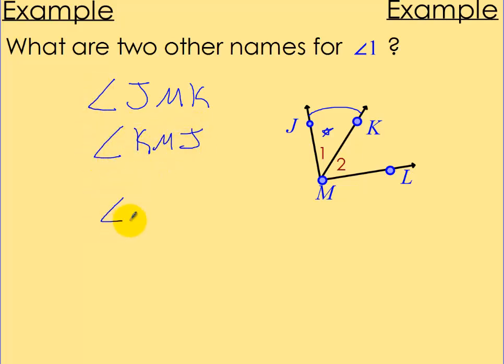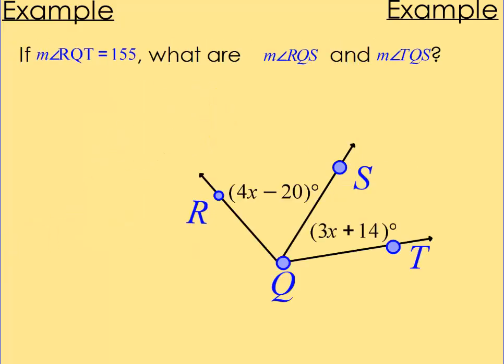Now, you might say, well, can we just do angle M? Because like that first example, we had just angle A. But that only works when there's only one possible angle for that vertex. In this case, we have angle 1 and 2. If we just try to say angle M, are we talking about this angle, angle 1? Are we talking about angle 2 or the whole thing? We don't know. It's too ambiguous. So we can't just say angle M. Only 2 options right now with what we know are angle JMK and KMJ. Try this example. Pause the video.